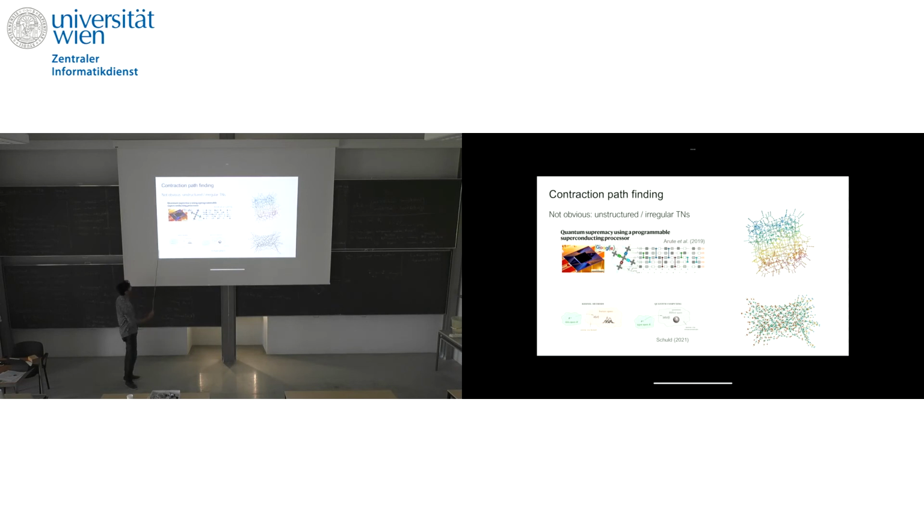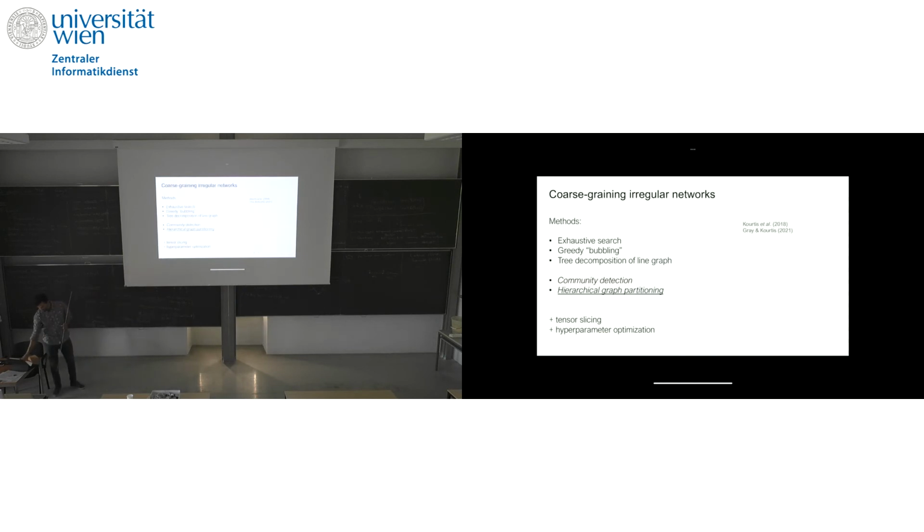You might also want to simulate other quantum algorithms like quantum machine learning. And in this case, you get networks like this, to simulate your variational circuit ansatz. So here we are faced with a problem of coarse graining irregular networks. There are a number of ways to do it. There's an overview of all of these in this second paper.